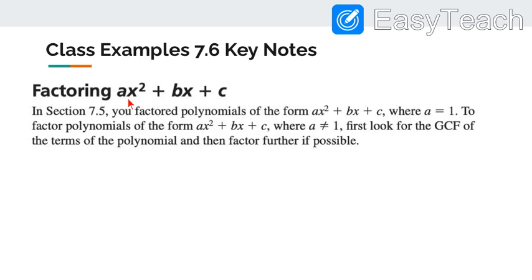Again, when you're factoring ax squared plus bx plus c problems, we've already done some where a was equal to 1, but sometimes you're not going to have a equal to 1. So the first thing you want to do is look for some greatest common factors of the terms, and then factor further if you can. We'll see what this looks like in the actual practice problems coming up.